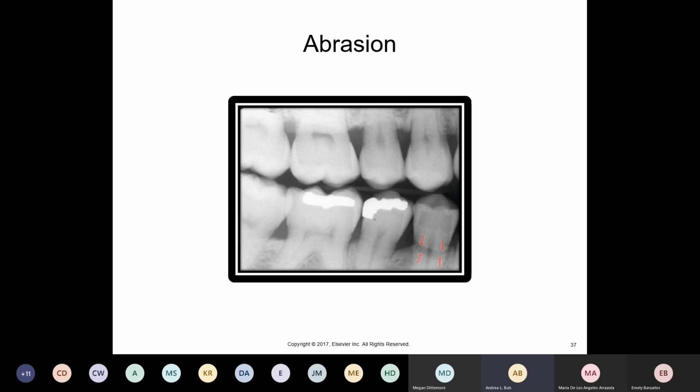So if you look at this premolar with these little tiny red arrows pointing, you can see that radiolucent kind of halo right there. If you went in the mouth and looked at that, that's actually kind of a ditch where they have scrubbed away tooth structure. So there's not as much tooth structure there anymore. So that's why it appears more radiolucent, because the x-rays don't have to travel through as much structure.